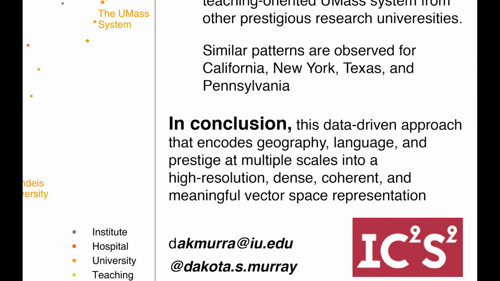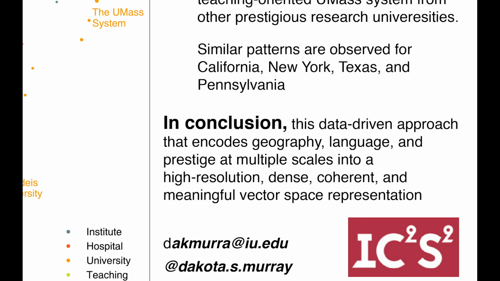In conclusion, we outline a data-driven approach that encodes geography, language, and prestige at multiple scales into a vector space representation that is high resolution, dense, coherent, and meaningful. Distance in this space also serves as an effective alternative to geographic distance for many tasks.